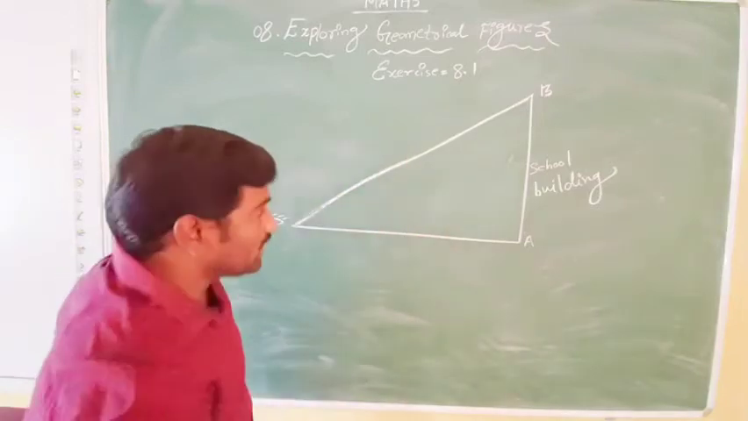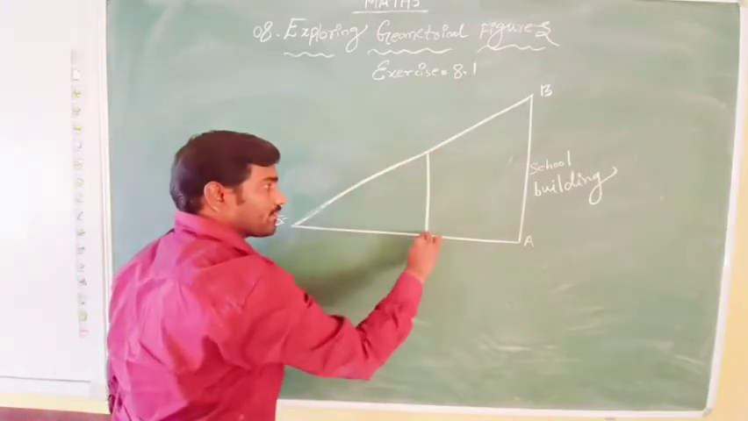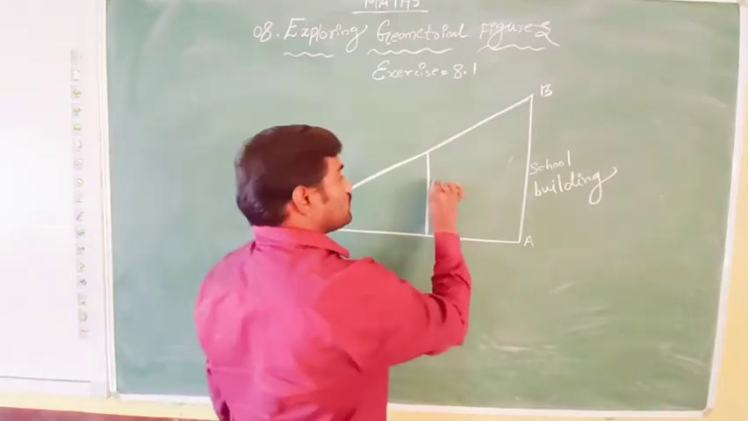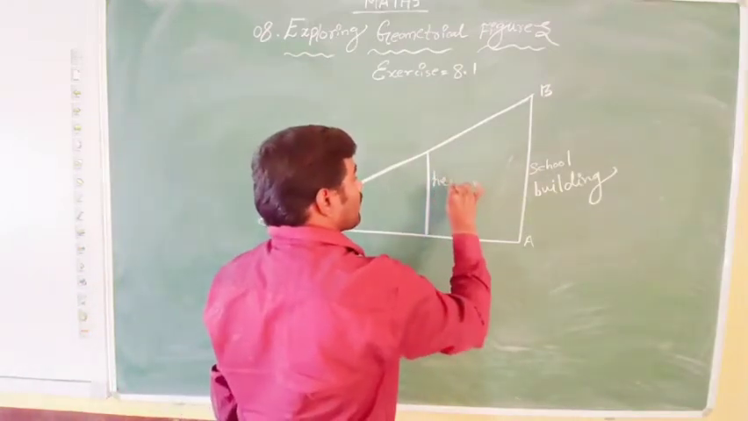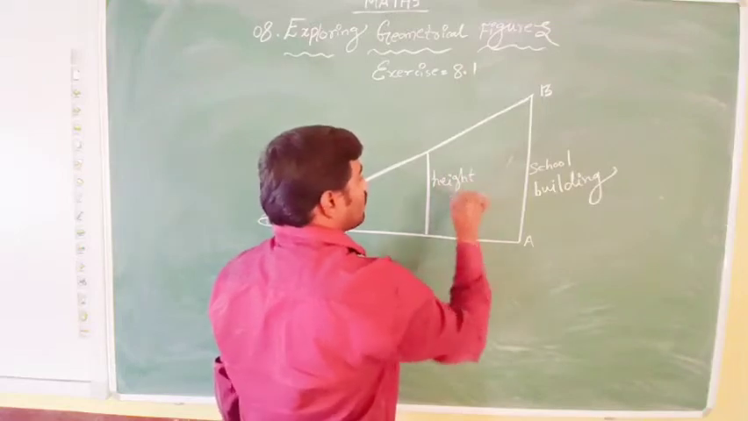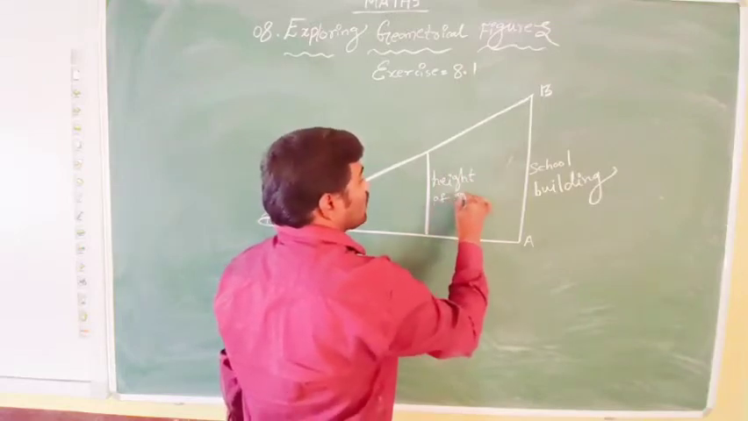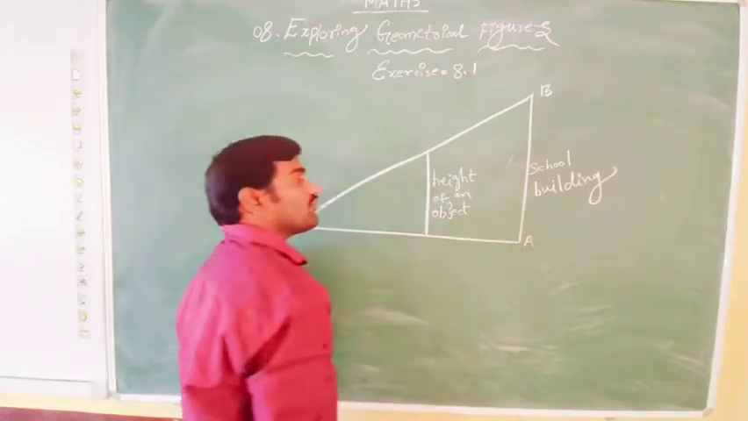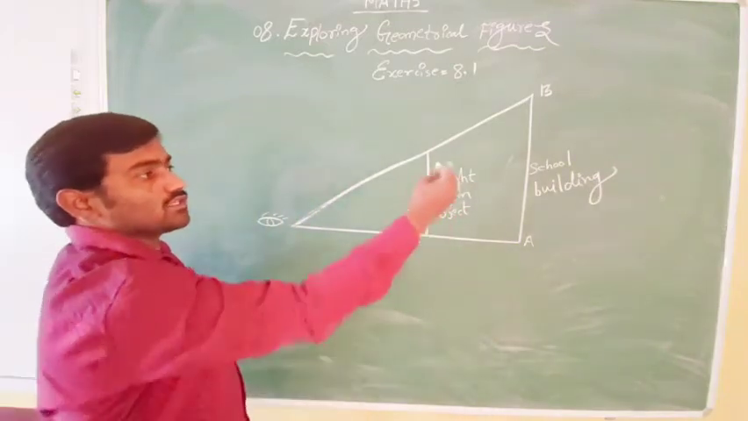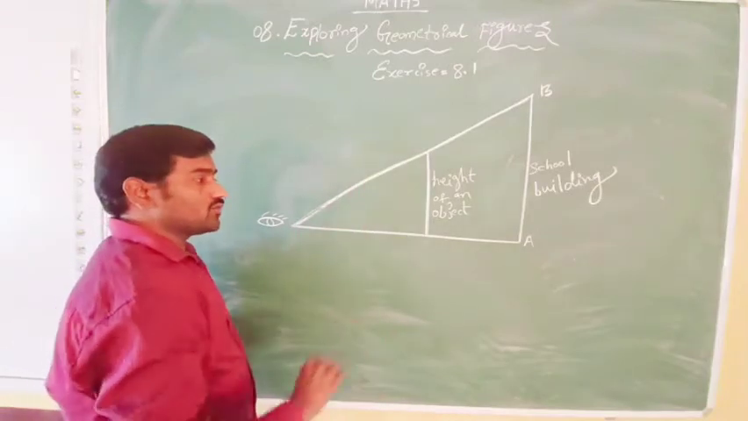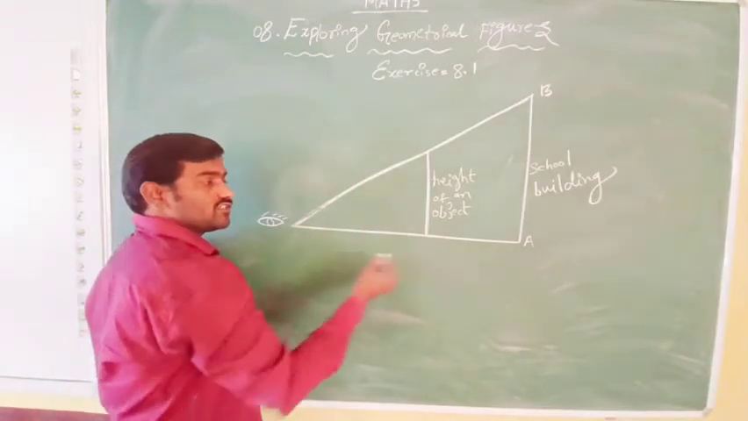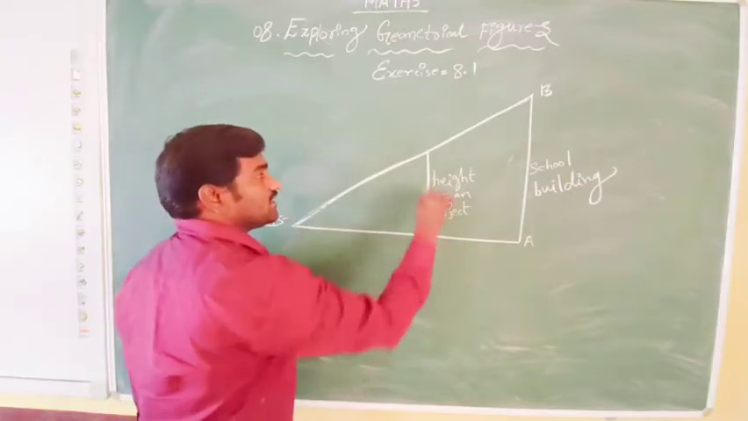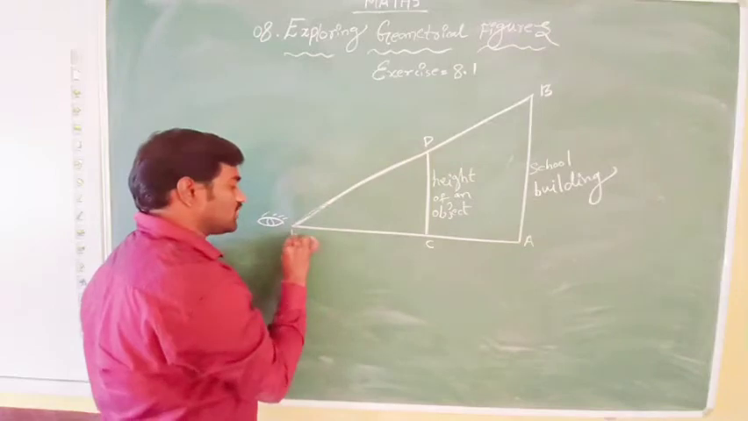So you will be holding it here, and there is a height of an object here, any object. Height of an object. Okay, that is the school building. Now you can observe, you will be standing at some distance. Here will be a view. This is A, B, C, D. You are at the position of E.